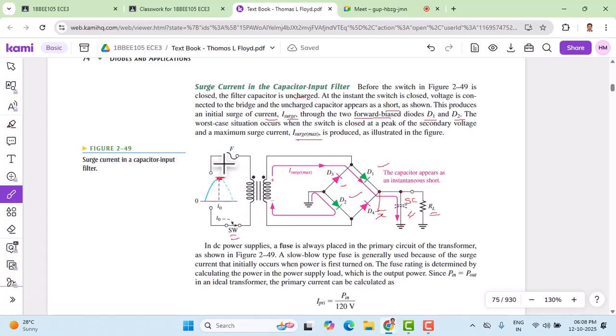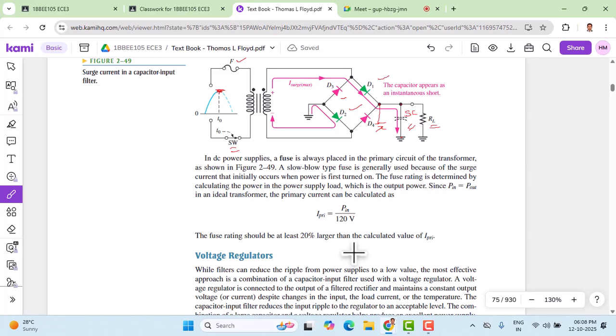Sometimes when the sudden surge happens, the fuse may break out, but you must choose a fuse with the proper rating. The fuse must be chosen at nearly 20% above the rated primary current. To choose the fuse, what should be the rating? Here we have calculations.